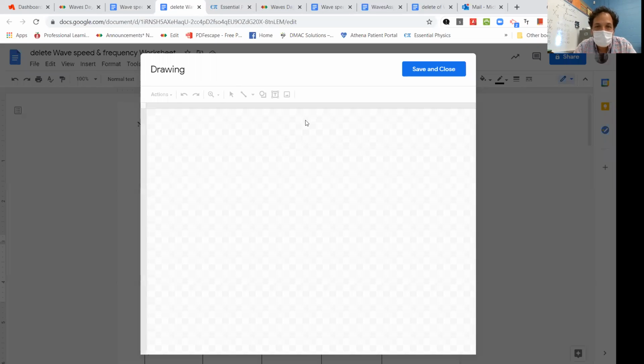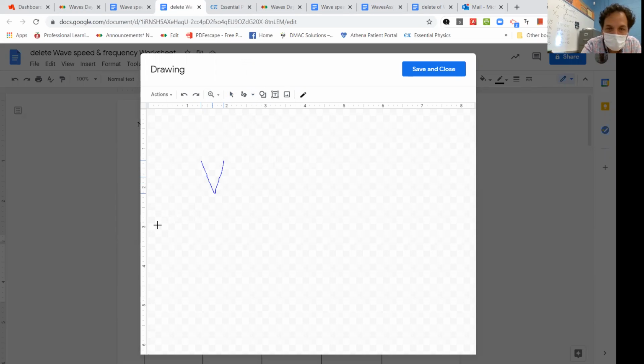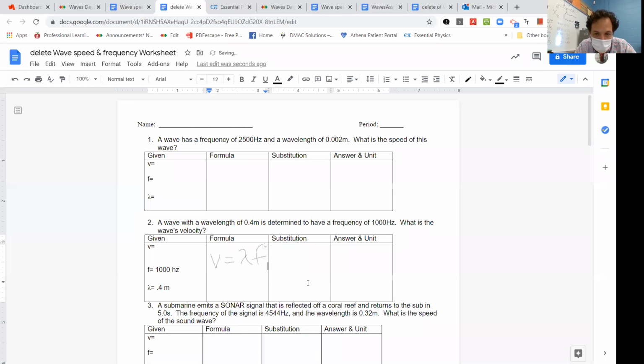I think I like using the drawing function. So the formula we're gonna use is velocity equals lambda times frequency. Now we're gonna substitute V equals lambda, which is 0.4 times 1,000. And the units, let's see, meters per second. So 0.4 times 1,000 is 400 meters per second.